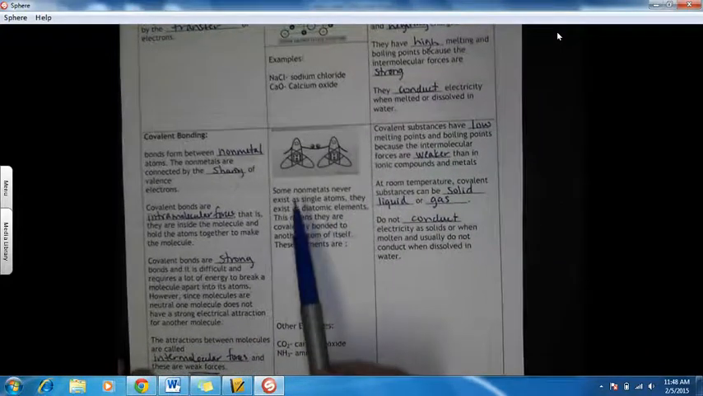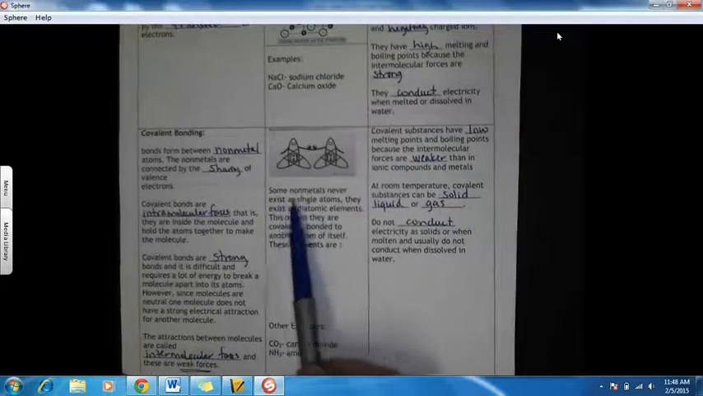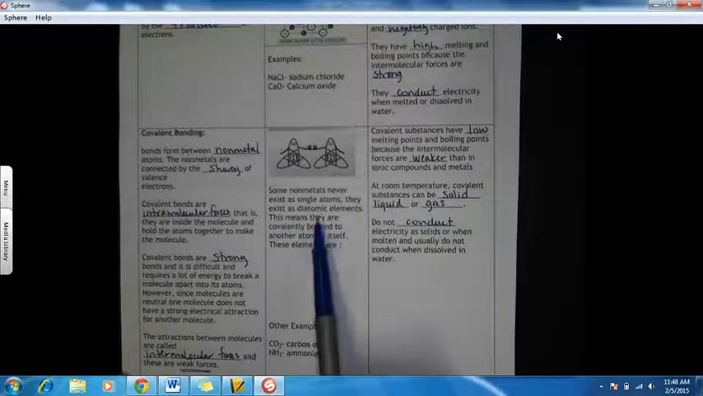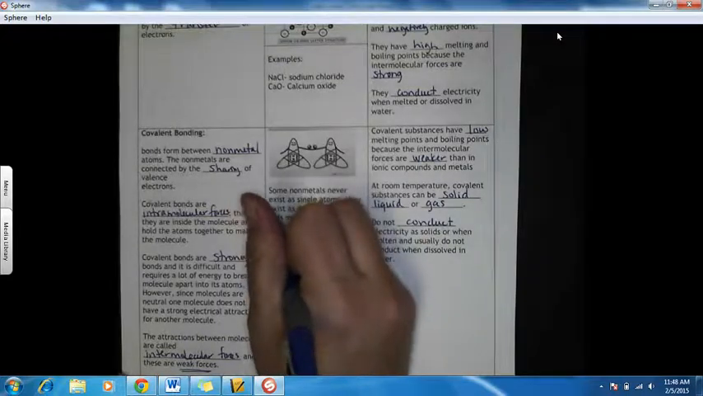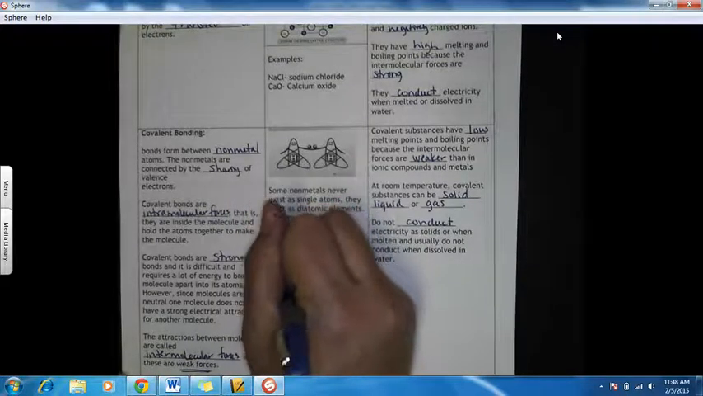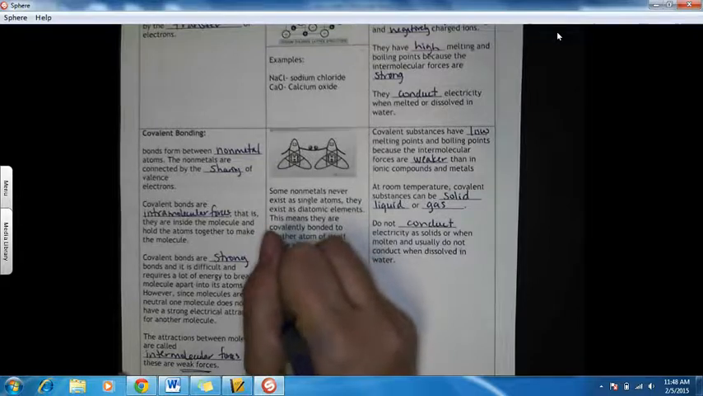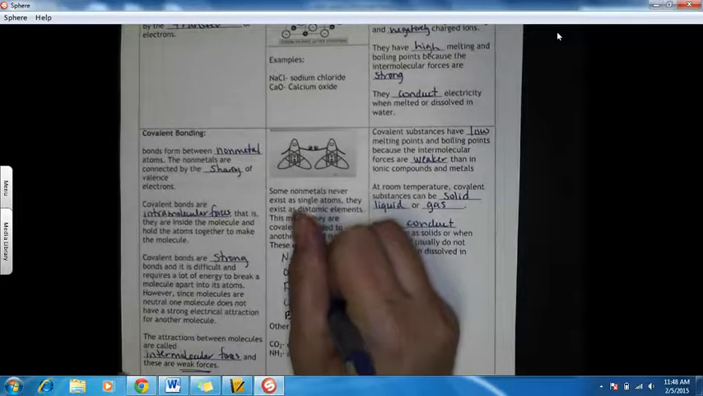There are also examples of some nonmetals that never exist as single atoms. They exist as diatomic elements. What that means is that they're covalently bonded to another atom of itself. And these elements are nitrogen, oxygen, fluorine, chlorine, bromine, and hydrogen.